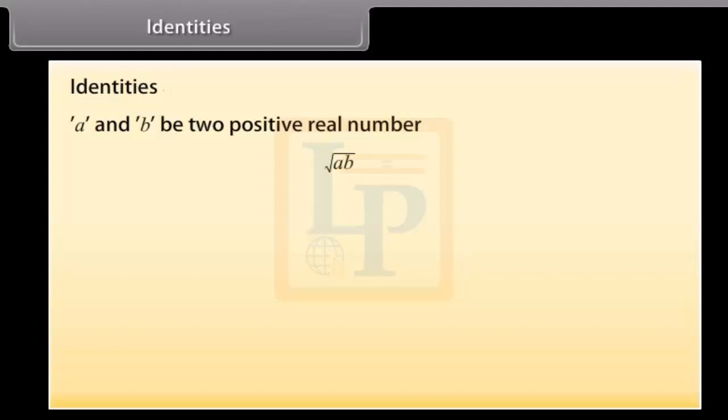Identities. Now let us go through some identities related to square root. Let a and b be two positive real numbers. Then square root of ab is equal to square root of a into square root of b. Square root of a divided by b is equal to square root of a divided by square root of b.